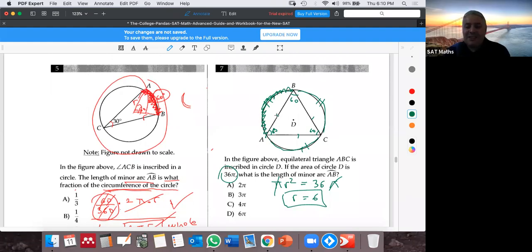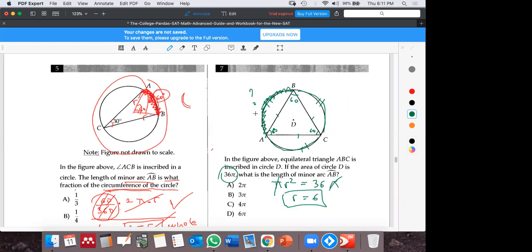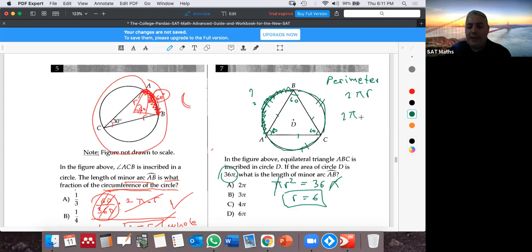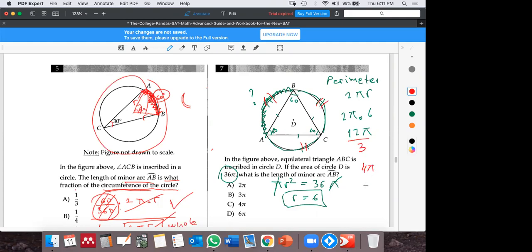Mute yourself. Now, to find this, let me tell you one practical way. Can you tell me the perimeter? Is this 2 pi r? So 2 pi times r, which is 6, is 12 pi. Now, I told you that these things are equal to each other. So one of them is 12 pi divided by 3, directly 4 pi. That's it. We finished.